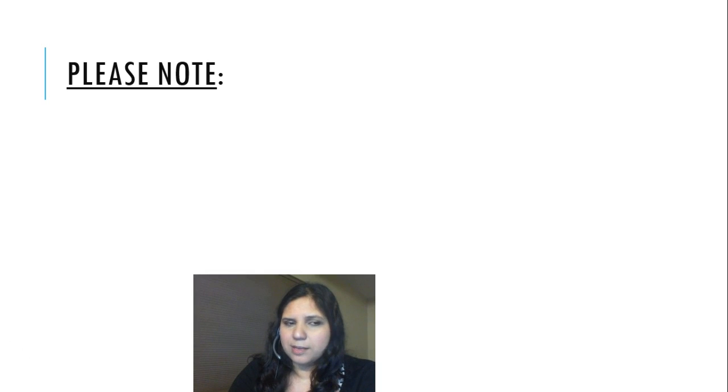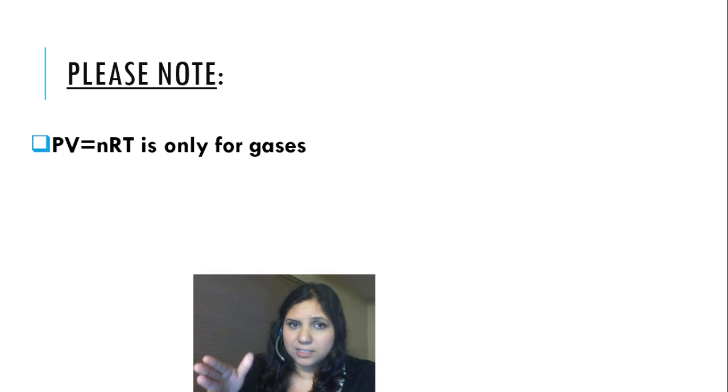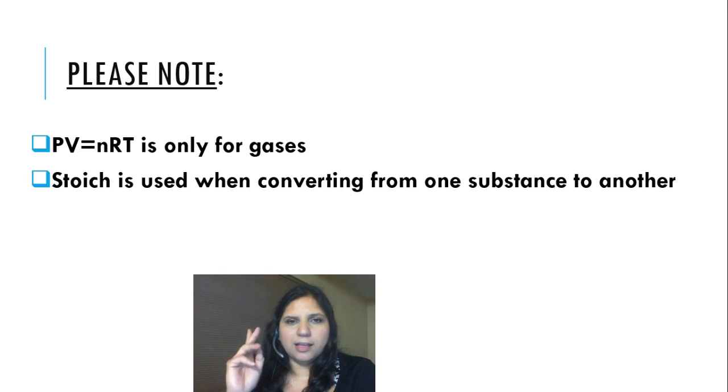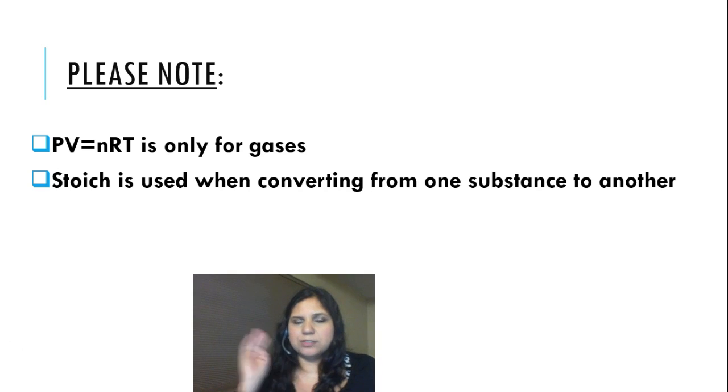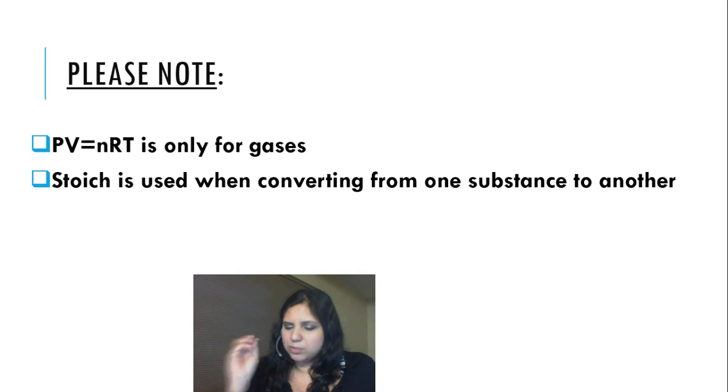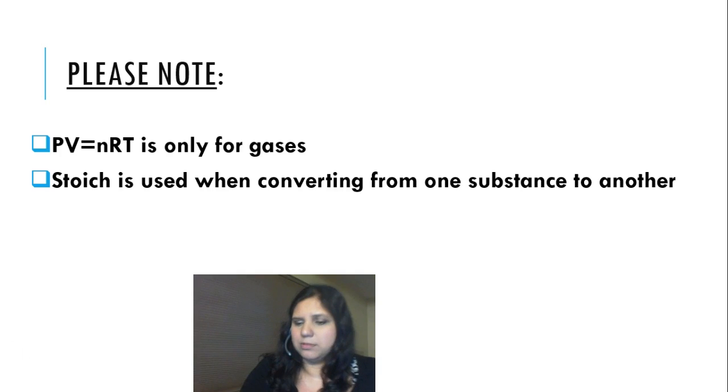All right, a couple things you need to remember. PV equals nRT is only for gases. Do not plug solids in there. So be aware of what substance you're looking at the time. Another thing is you have to use stoichiometry in order to change it from one substance to another. You have to go through the mole bridge, through moles of given to moles of the unknown.